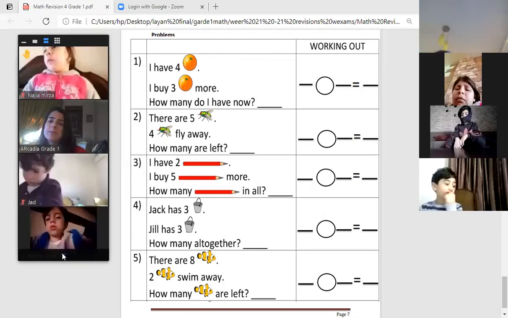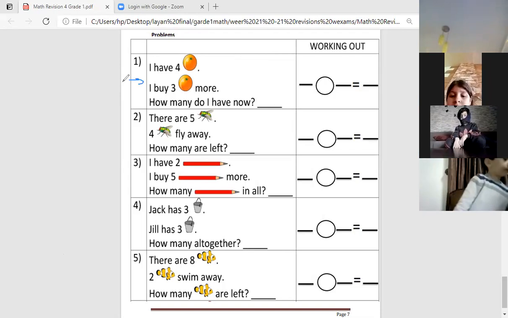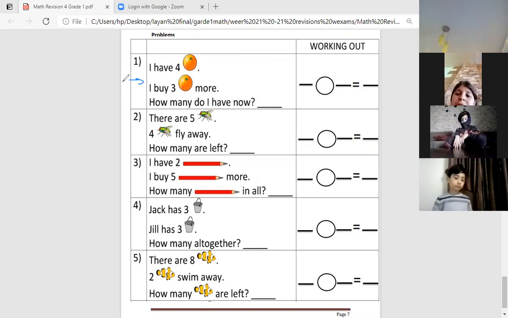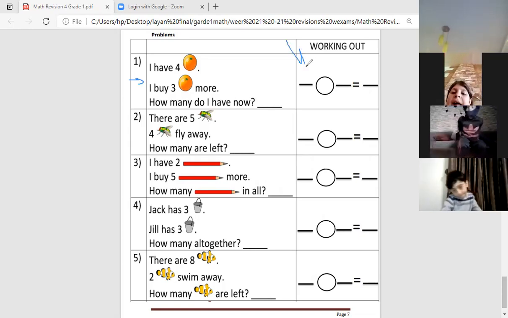Yalla Zainab. Zainab, can you read the first problem? So in these problems, we want to read the problems, understand them well, see if it's addition or subtraction, and then write the addition or subtraction sentence here. Start.